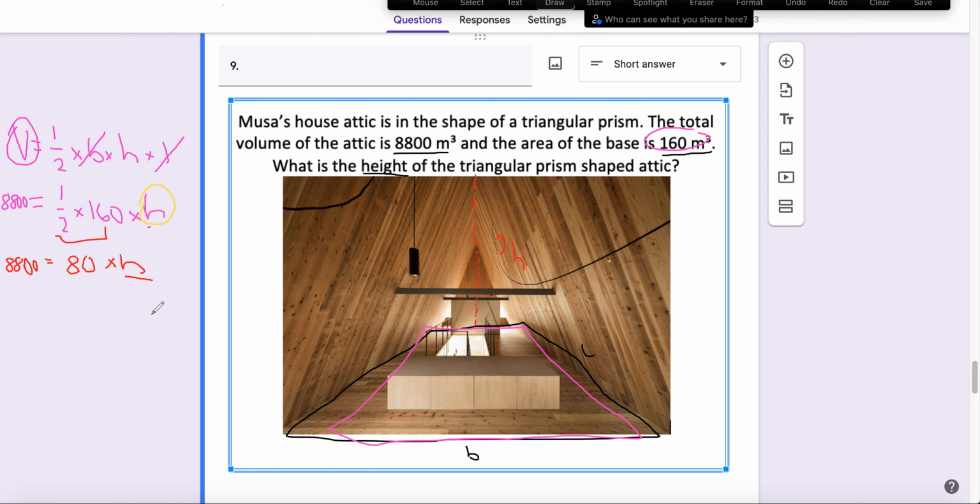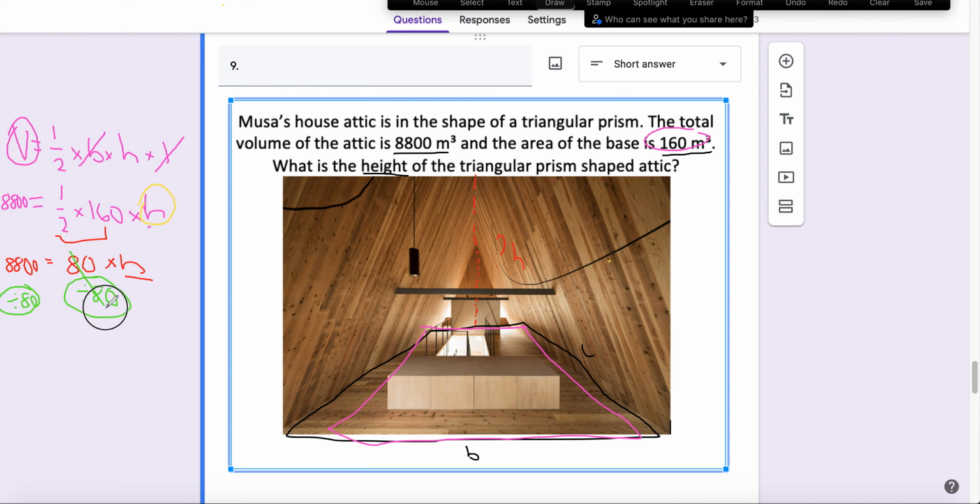Now I want to get H on its own. I've got to get rid of the 80. Okay, so 80 is joined to the H by a multiplication sign. In order to get rid of it, I need to do the opposite of that. So the opposite of multiplication is division. So we are going to divide by 80 so that we can actually get H by itself. Remember, what you do to one side, you must also do to the other side.